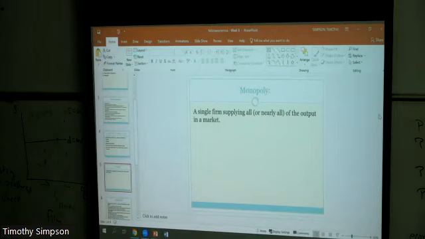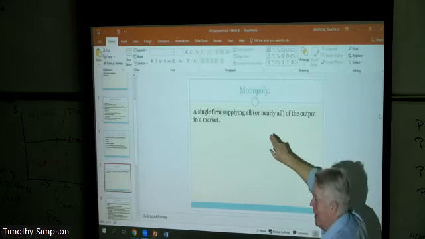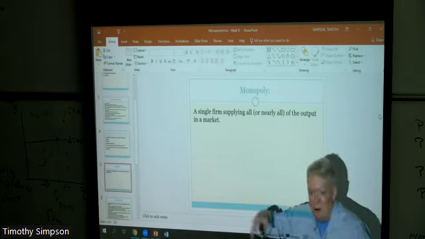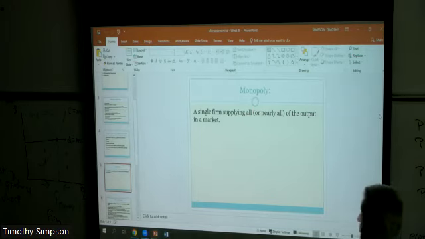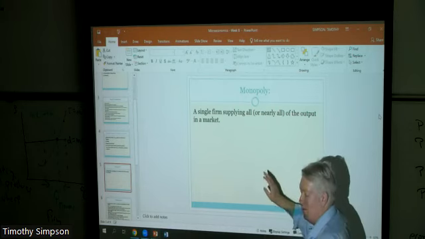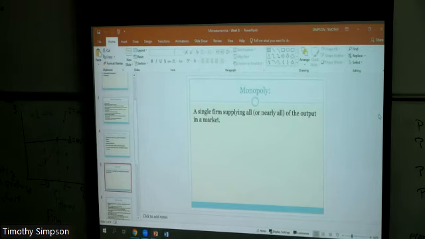Monopolies are simply a single firm supplying all, and we'll put all qualifying, or nearly all of the output in a market. Okay, all or nearly all of the output in the market. Now I say nearly all because there are some examples of monopolies, and I'll give you two historical examples, that never had 100% of the market share. Remember, market share, as I gave you that formula earlier, was simply the revenue earned by one firm in relation to revenue earned by the market. And so I'll give you two historical examples of firms that were definitely considered monopolies under every definition that we have of monopolies, but they didn't ever get to 100%. Okay, but they got so big that in essence they were monopolies in every other characteristic.